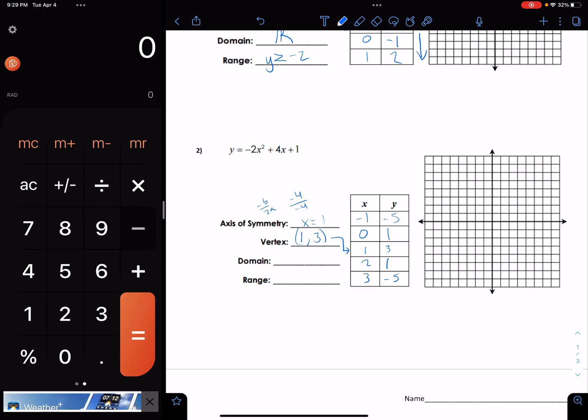So then I graph these. Over 1, up 3. Over 2, up 1. Over 3, down 1, 2, 3, 4, 5. Then I go to 0, up 1. Negative 1, negative 5. So then I can graph that. Remember, always put arrows on the end of your parabolas. The domain is from negative infinity to positive infinity. And y is less than or equal to 3. Okay, on to the next.